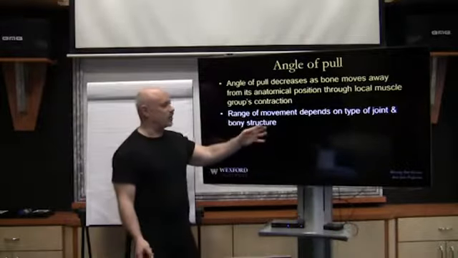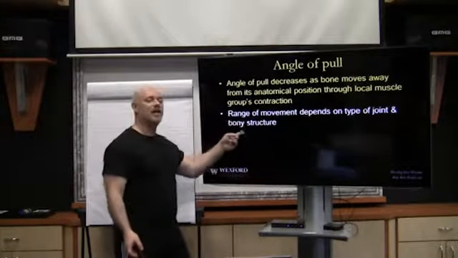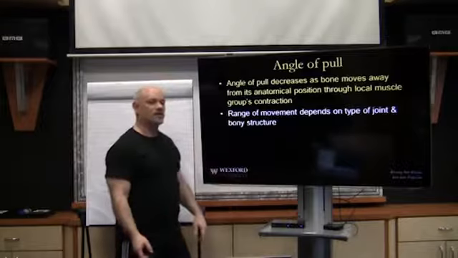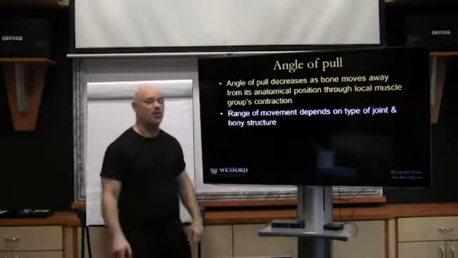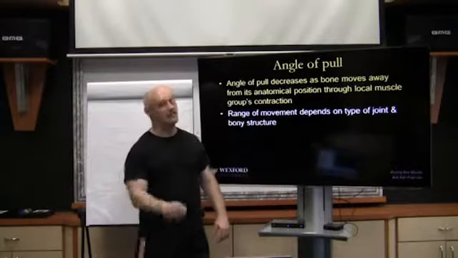Range of motion or range of movement depends on the type of joint and bony structure. So if you look at the elbow joint, it has a limited amount of range of motion versus the shoulder, which has 360 degrees range of motion.